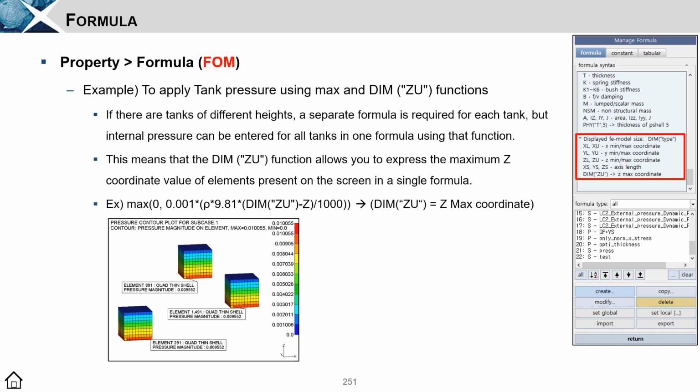If you need to enter pressure in a tank with a different height, a separate formula is required for each tank, but you can use that function to enter internal pressure in all tanks with one formula. This means that the dim_zu function allows you to express the maximum z coordinate value of elements present on the screen in a single formula.